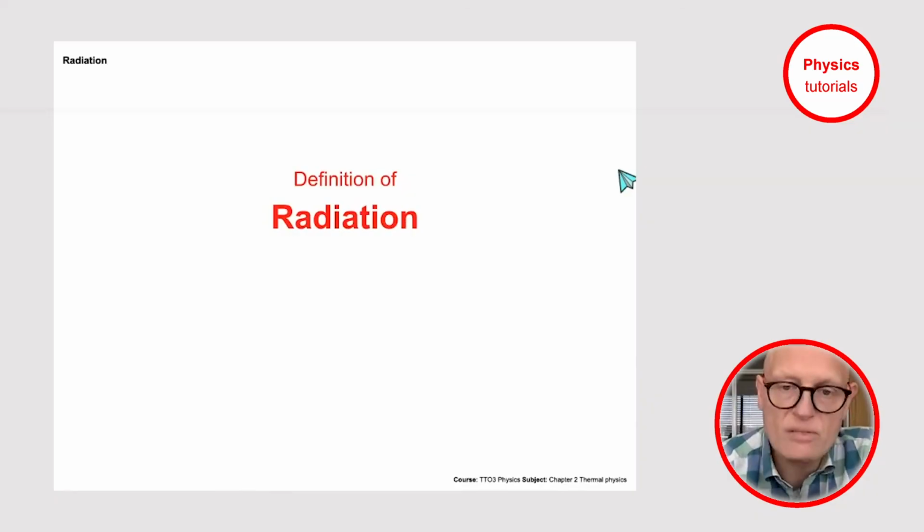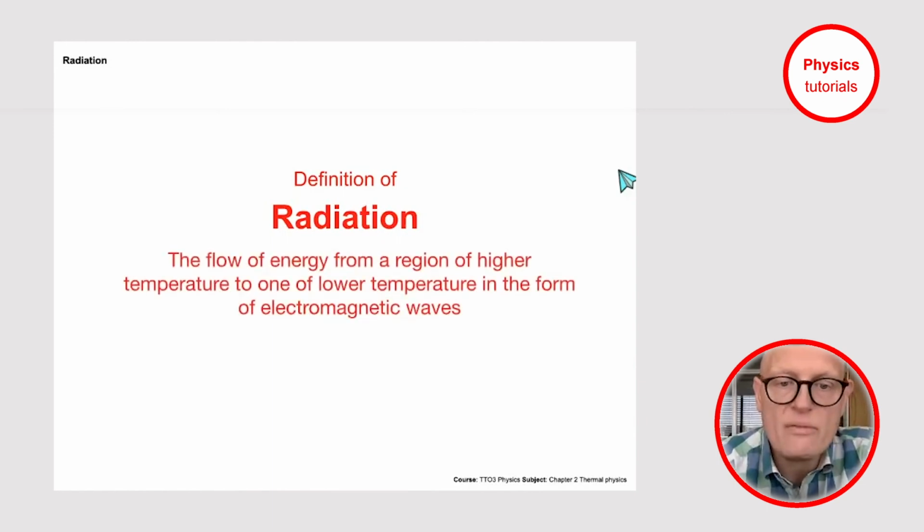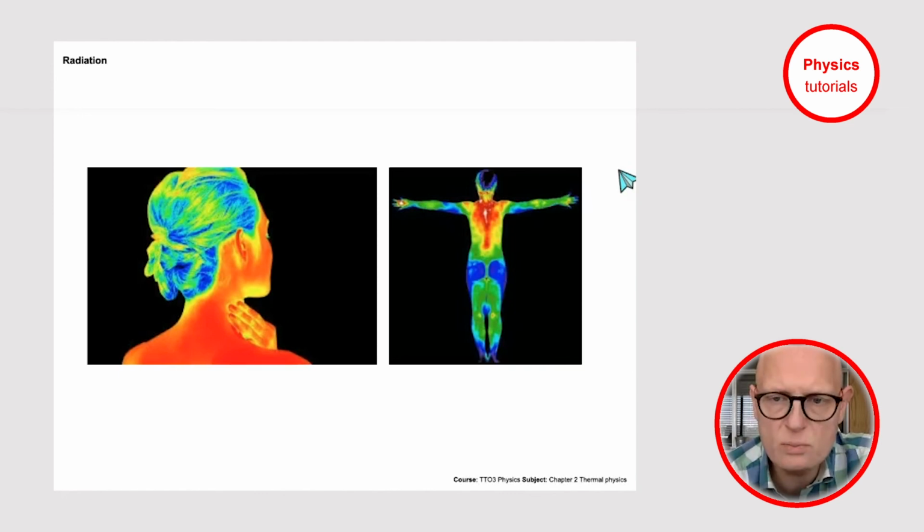The definition of radiation is the flow of energy from a region of higher temperature to one of a lower temperature in the form of electromagnetic waves. On this slide, we see two pictures which are taken by a special camera called an infrared camera. Infrared is another word for heat energy transferred by radiation.